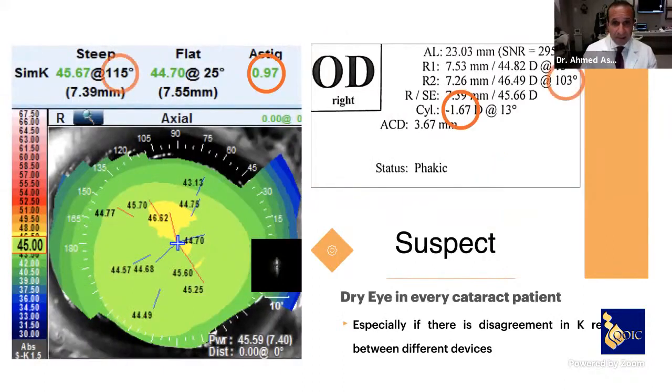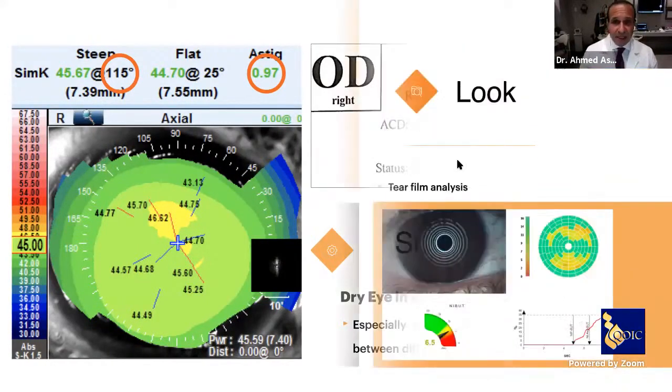As you can see, this is suspect dry eye, especially if there is a discrepancy between the K reading measurements between different devices. You can see here, the K reading in the corneal topography is almost one diopter, while in the IOLMaster it is 1.67 diopters. Again, there is a difference in the axis of the corneal cylinder of more than 10 degrees, which is clinically significant. Of course, it will have a great impact on toric IOL power planning and calculations. So we have to suspect dry eye if there is a discrepancy between the K readings.